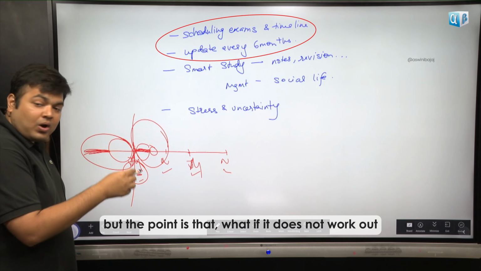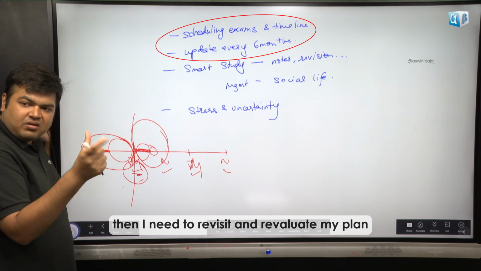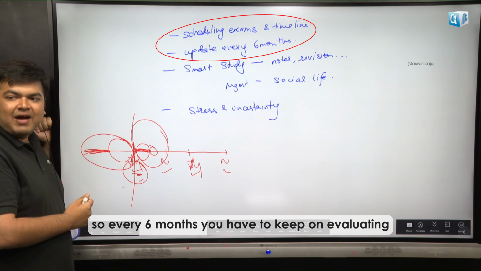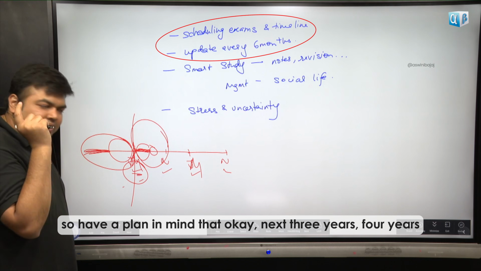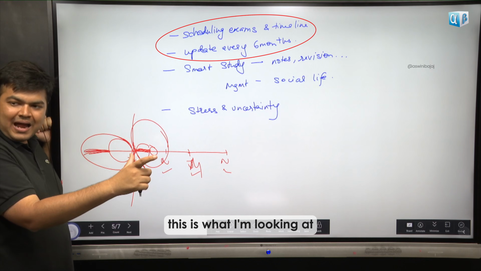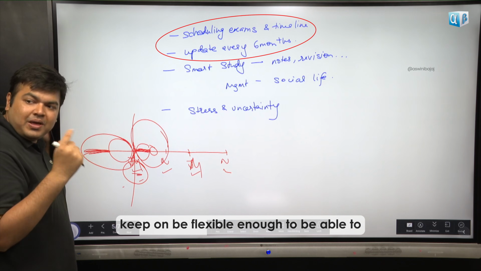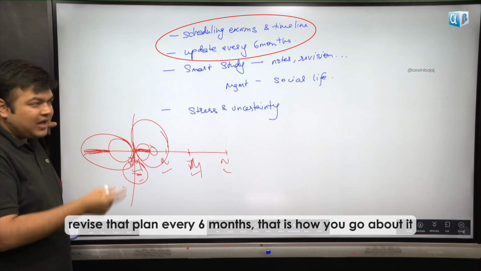But the point is that what if it does not work out, then I need to revisit and reevaluate my plan and make some changes over here. So every 6 months, you have to keep on evaluating. So have a plan in mind that, okay, next 3 years, 4 years, this is what I'm looking at. But at the same time, also be flexible enough to be able to revise that plan every 6 months. That is how you go about it.